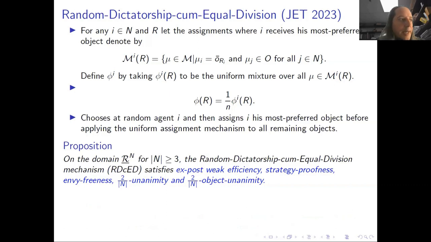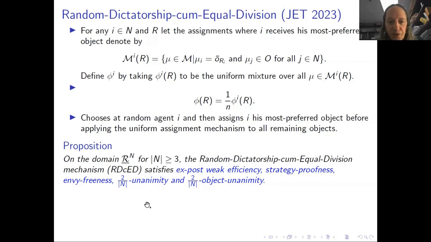And there's actually a mechanism satisfying all those properties and the 2/n bound. This is what we call random dictatorship with equal division. It just says: choose one agent at random. When he's chosen, he picks his most preferred object, right? He gets it, and all the other objects are distributed equally among the other agents, a uniform assignment among the other agents for the remaining objects.